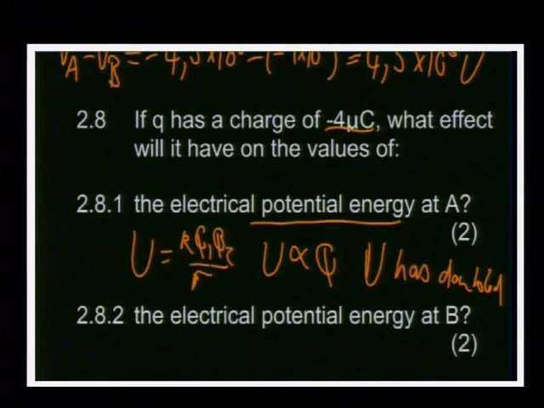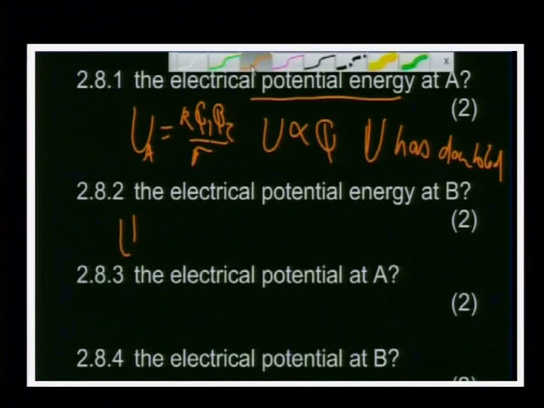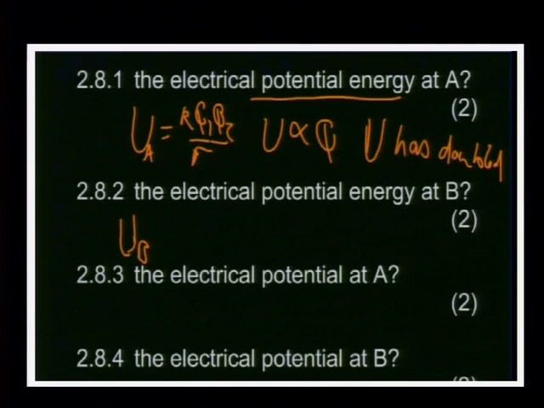Okay. Now, the electrical potential energy at B. Well, again, by the same argument, even though it had a different potential at B, this was at A, the U at B will still be double. U at B is going to be double what it was originally.